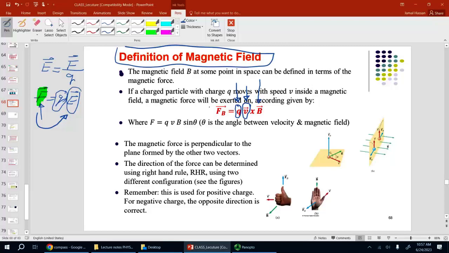A force will be created on that charge. Here, usually we call the force F sub E, meaning electric force. But before, because we didn't know there was another force, we just called it F. Here, we're going to call it F sub B. The force is actually defined by the following equation. It's equal to Q V cross B. So it's a cross product.